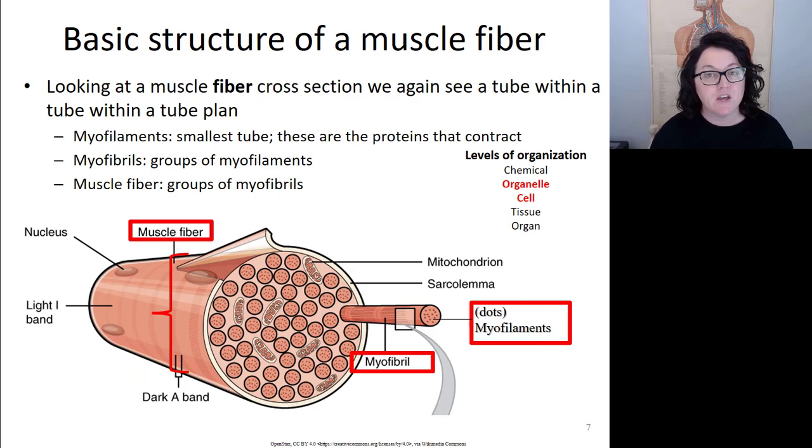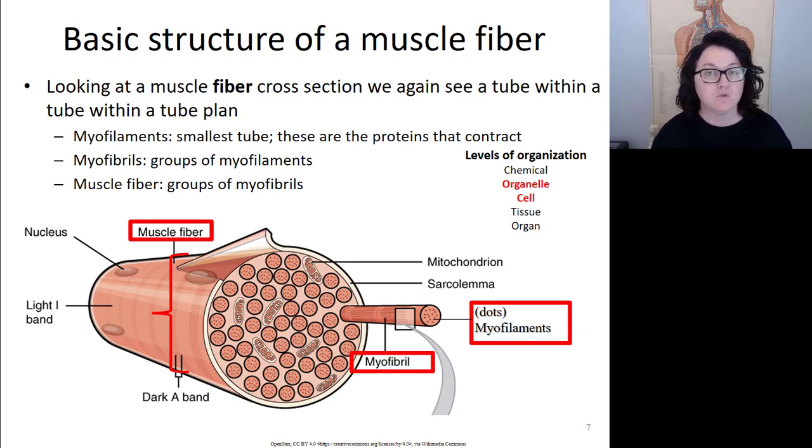When we look at a cross-section of the muscle fiber, we likewise see a tube within a tube within a tube plan. The smallest tubes in the skeletal muscle fiber are called myofilaments, and these are just the proteins that contract to cause the muscle to move.